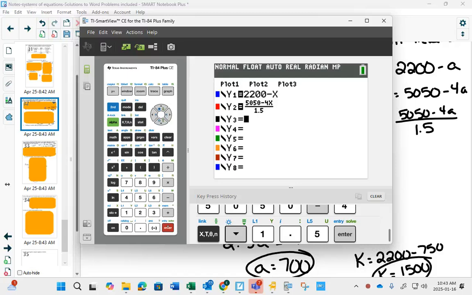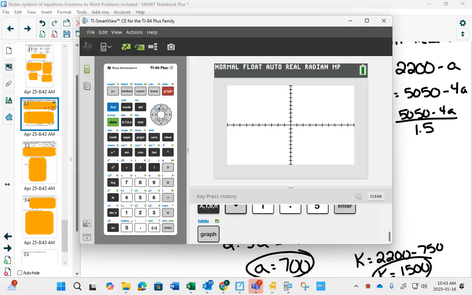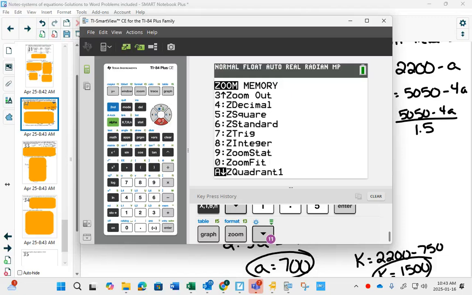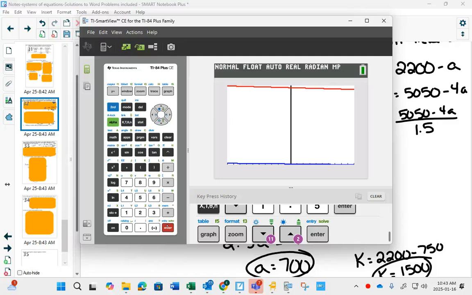Now, chances are if you hit graph, you won't see anything. Because if we think about these graphs, you see that this has a y-intercept of 2,200. So a couple things on your graphing calculator that you can do. Under the zoom button, there's a whole bunch of zoom in, zoom out, zoom square, zoom trig. Sometimes I like to use the one that says zoom fit. It fits it onto your screen a little bit.